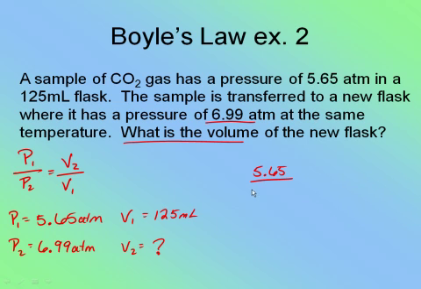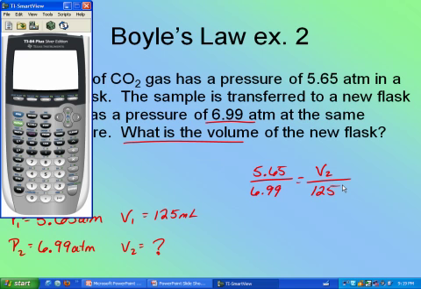5.65, 6.99, V2, and 125. So now I take out my handy dandy calculator and I solve. So I cross multiply: 5.65 times 125 equals, divide by what's connected to my variable, 6.99, and I get an answer of 101.04.